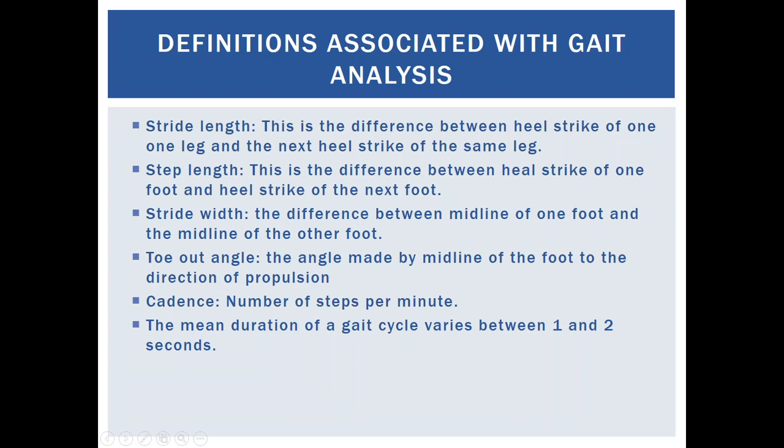Now, stride width is the difference between the midline of one foot and the midline of the other foot. So basically the distance between the two legs while you're walking. Toe out angle is the angle made by the midline of the foot to the direction of the propulsion. It's usually the forward direction, but some people run backwards as well. Cadence is the number of steps per minute, and the mean duration of a gait cycle varies between 1 and 2 seconds. So the whole swing and stance phase varies between 1 and 2 seconds. That is a normal gait.